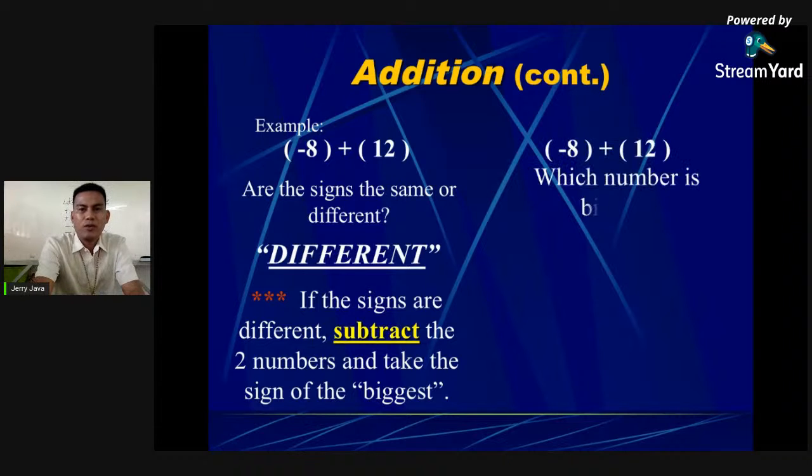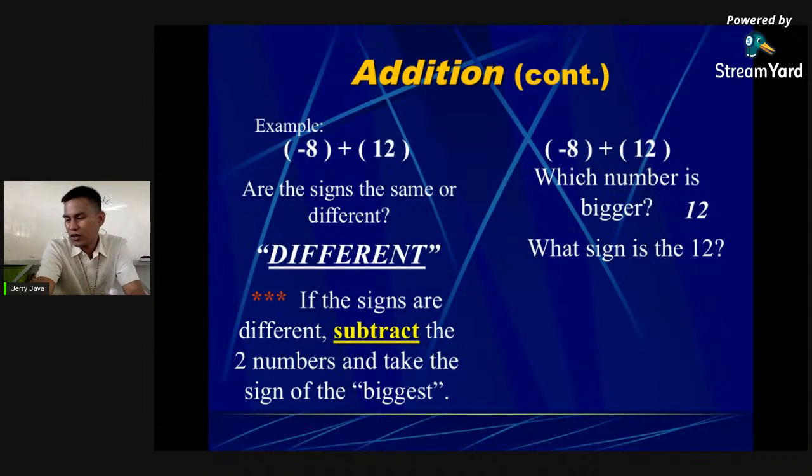So, what are you going to do? Which number is bigger? Is it negative 8 or 12? Do not include their signs when comparing. Which number is bigger? Is it 8 or 12? It's 12. We are comparing not the negative 8 or the positive 12, but the 8 and the 12 only. Do not include their signs. So 12. Now, what sign is the 12? Is it negative or positive?